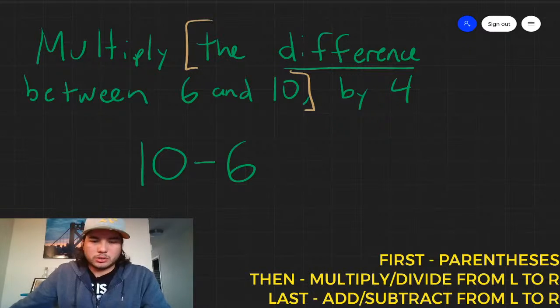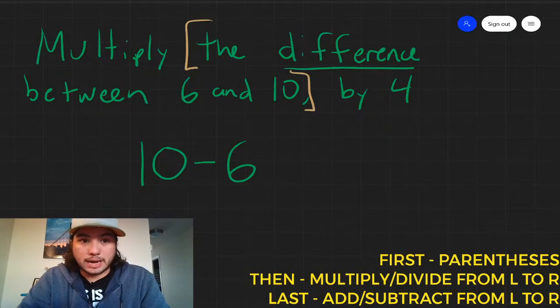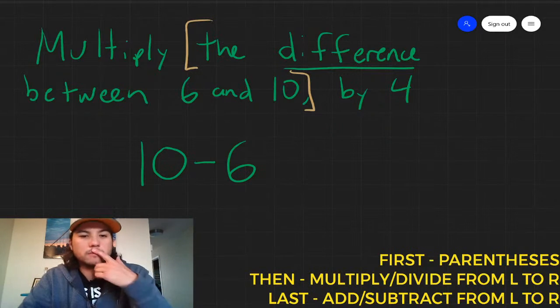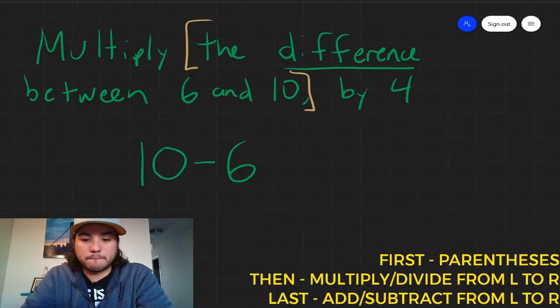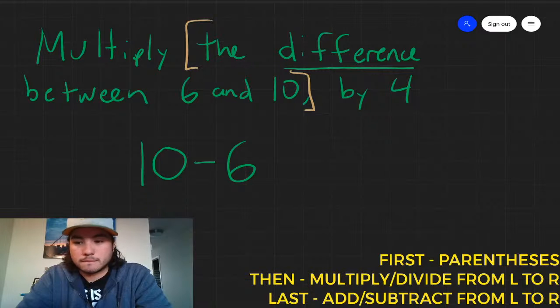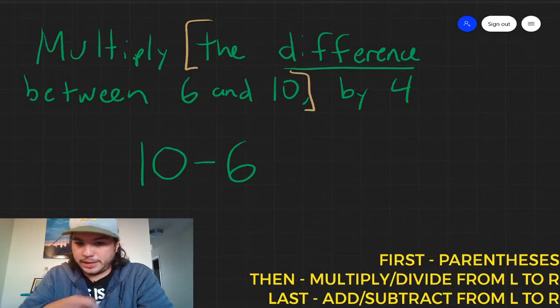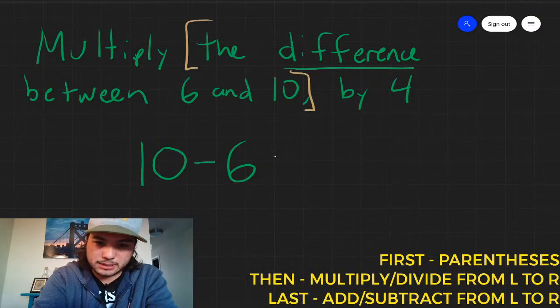Okay, so 10 minus 6, and we know we need a times 4. Now, should it go at the beginning or at the end? Question. I see most people putting it at the end. So we have a 10 minus 6 times 4, which makes sense. It comes at the end of our sentence.